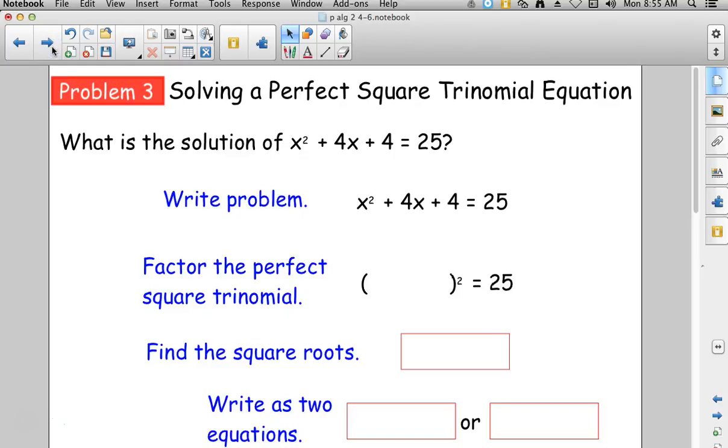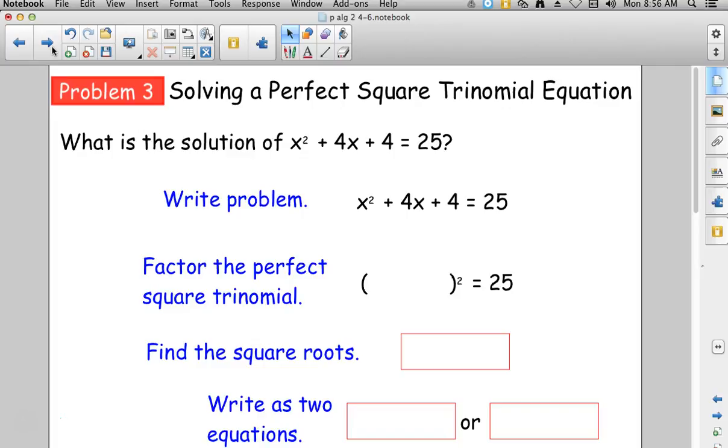So now, how is this going to work when it doesn't look as easy as the last ones? Why do I say that? Because in the last problems, we didn't have an x term. There was x squared, but there was never just an x. Now we look at these and we see, what is the solution of x squared plus 4x plus 4 equals 25? That looks a lot more complicated.